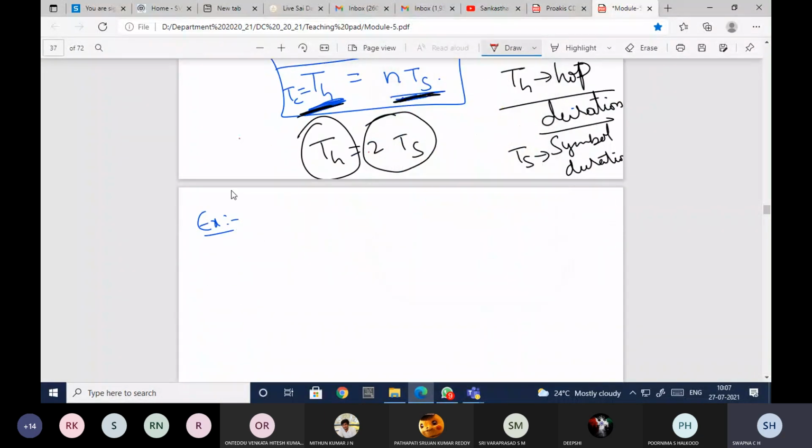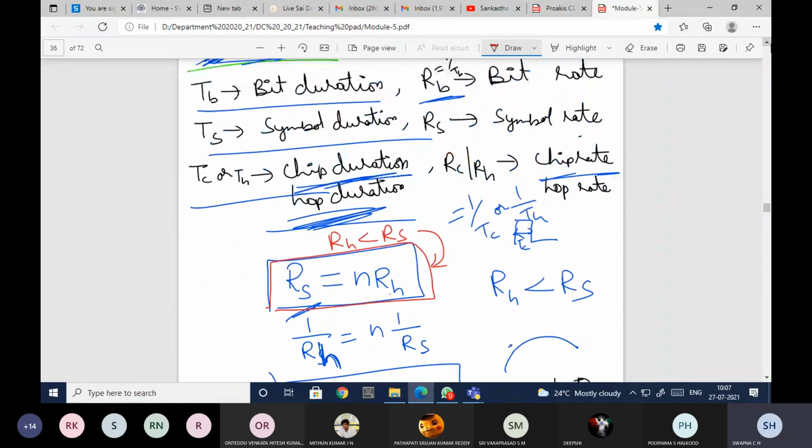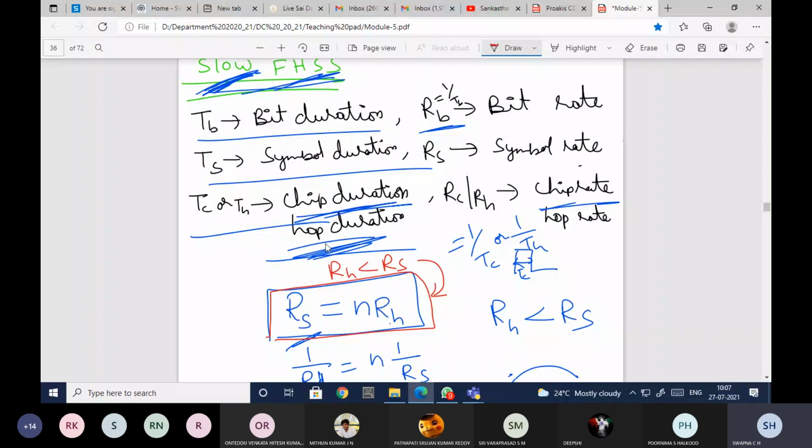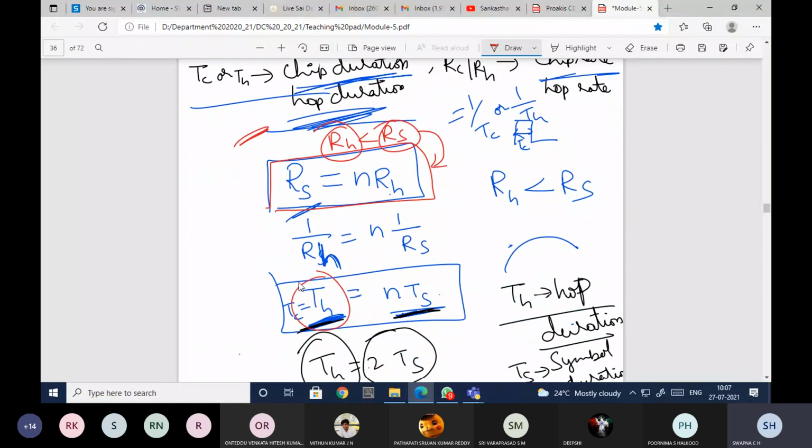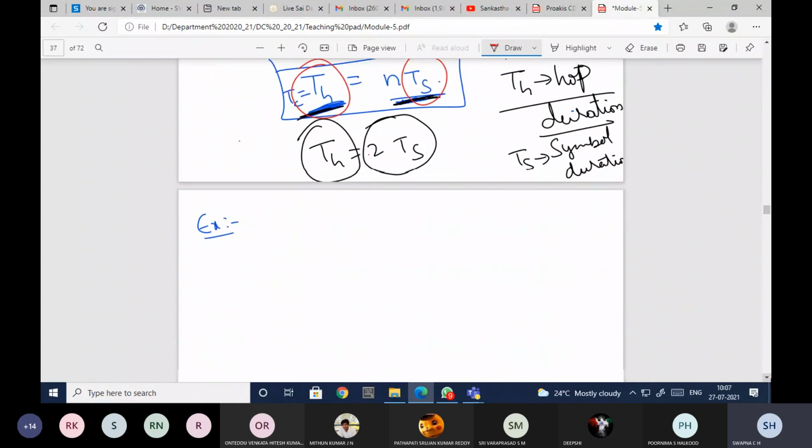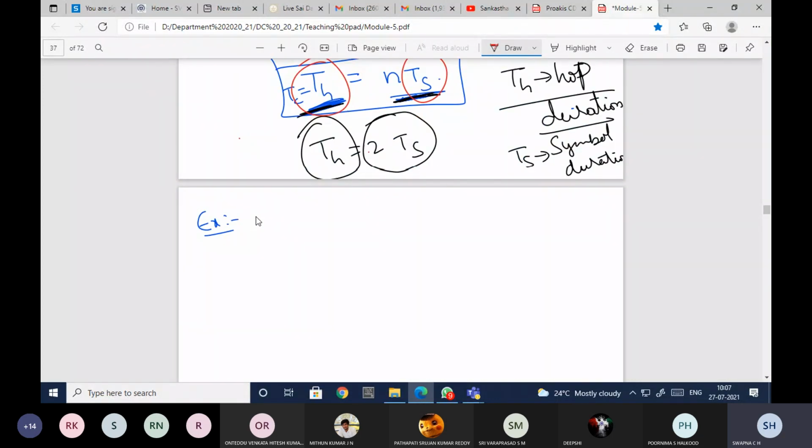In the exam also, if they ask you to explain slow frequency hop spread spectrum, then you have to write all this. You can start from here, and here only you can mention RH is hop rate, RS is symbol rate, TH is hop duration, and TS is symbol duration. Like that you can just mention. All this you need to write with an example. So now let us write the example.